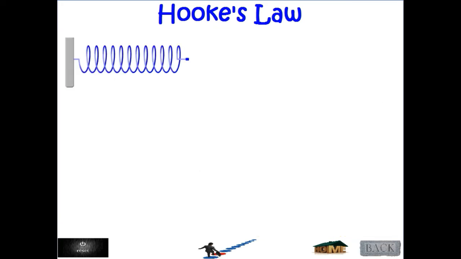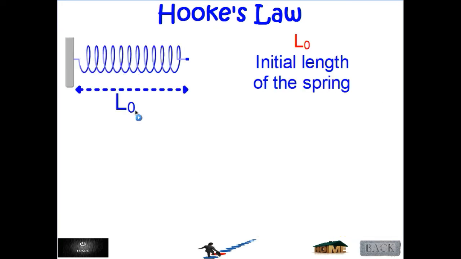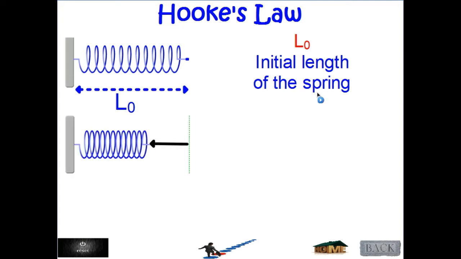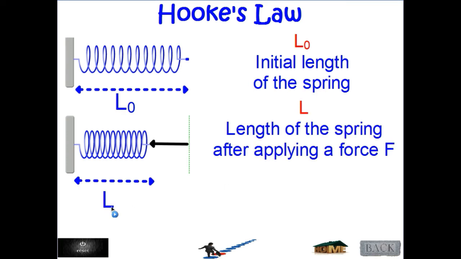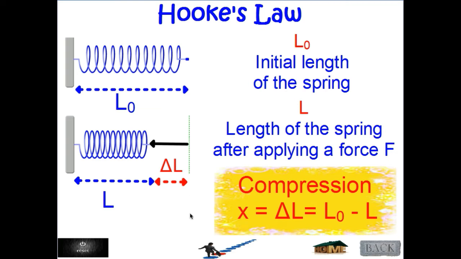We have another free spring. L0 is the initial length of the spring. If we compress this spring by applying a force on it, then its length will become L. Here L is the length of the spring after applying the force F. Now L0 is greater than L. So the compression of the spring is delta L also, but now it's L0 minus L.